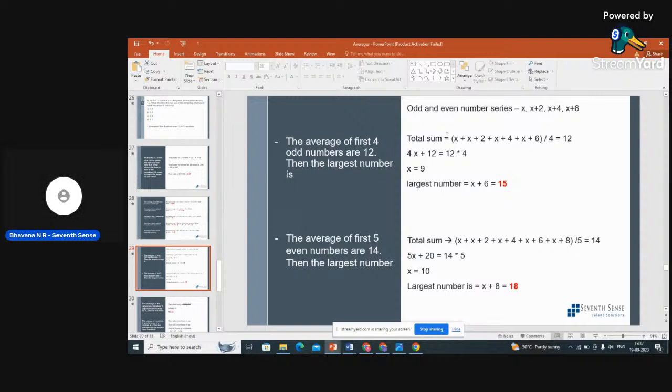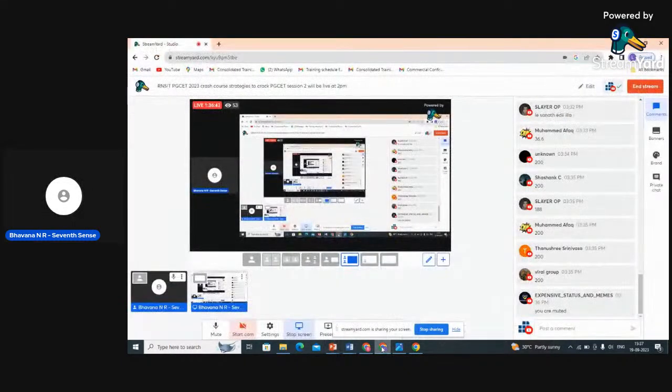Next, we calculated all the x values. Here we are getting 4x, and the average is 12, so 4x equals 12 into 4. We can cross multiply and we get x equals 9. So the largest value is x plus 6, that is 15. 15 is the largest value.